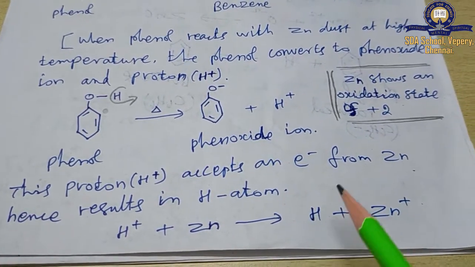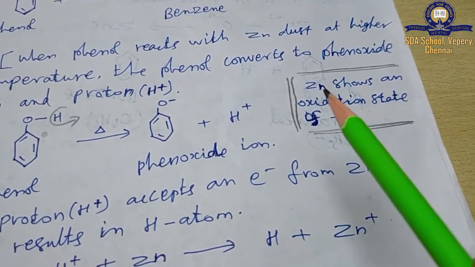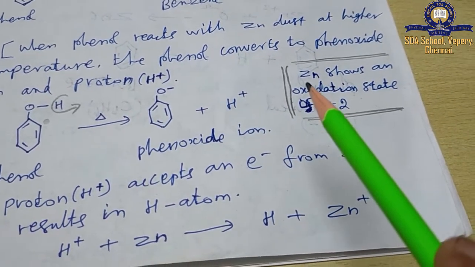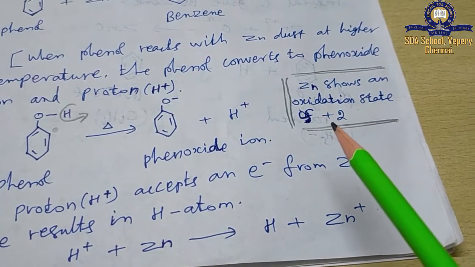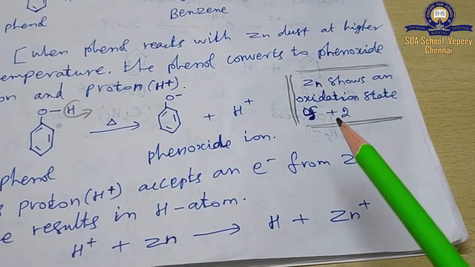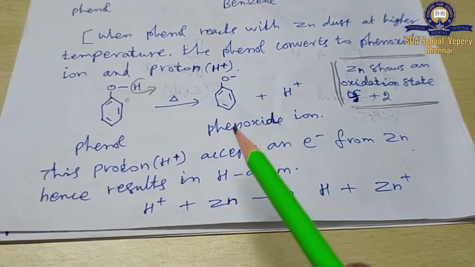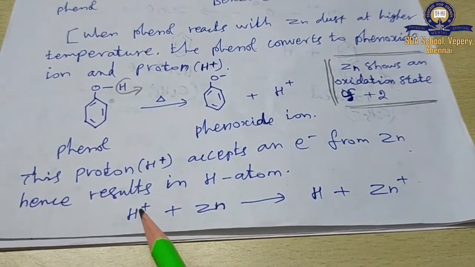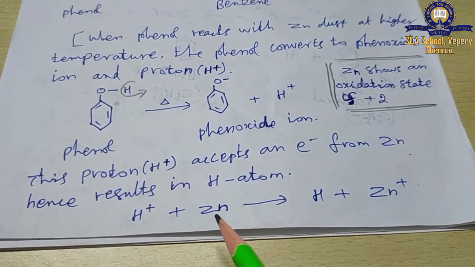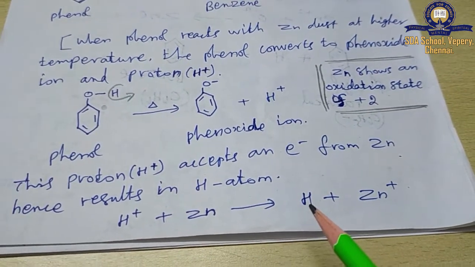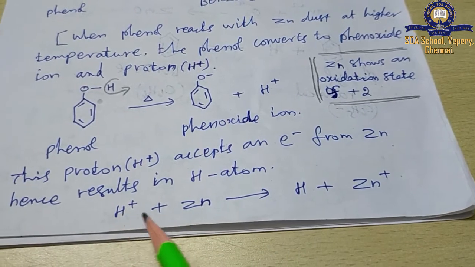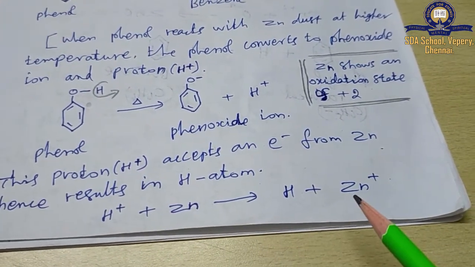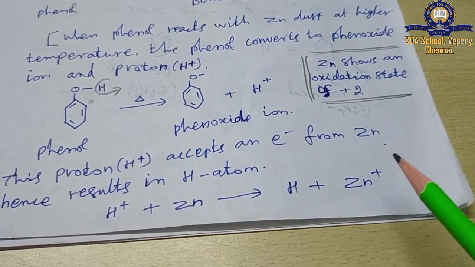Before that, we have to know the oxidation state of zinc metal is usually +2. That means zinc can lose 2 electrons to get a stable electronic configuration. So in such a way, the released H plus ion from phenol accepts an electron from zinc metal and forms a hydrogen atom, that is, ionic state to atomic state. Then the zinc atom becomes ionic, in the zinc +1 state.